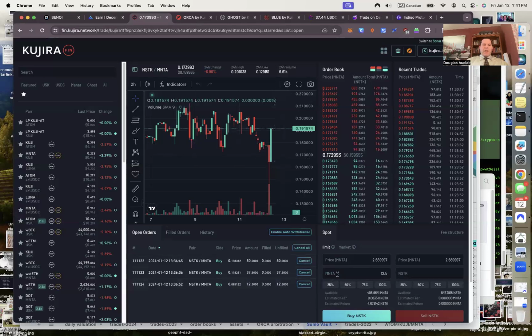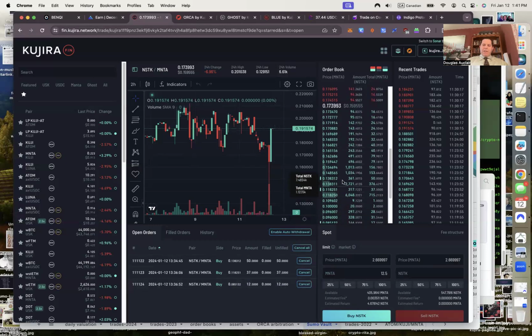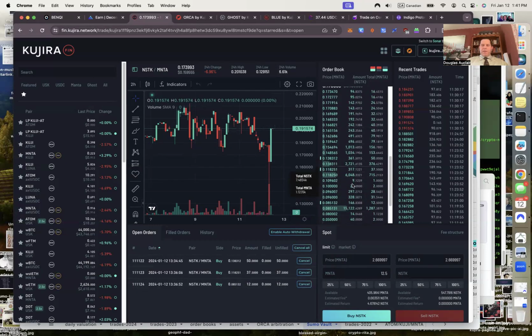Those are catch-all orders on Team Kujira FIN by using limit orders to place bids just above larger bids to take advantage of market swings.